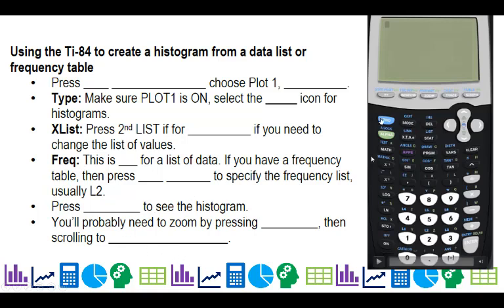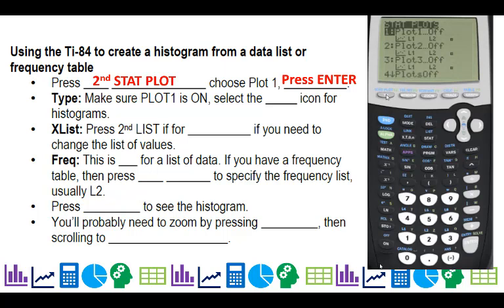So we're going to press second stat plot and make sure that plot 1 is on, and then we're going to choose a histogram. Second stat plot, press enter for plot 1, and then you can scroll through, and I'm going to go ahead and let it go to the third icon. So you want the third icon right there.